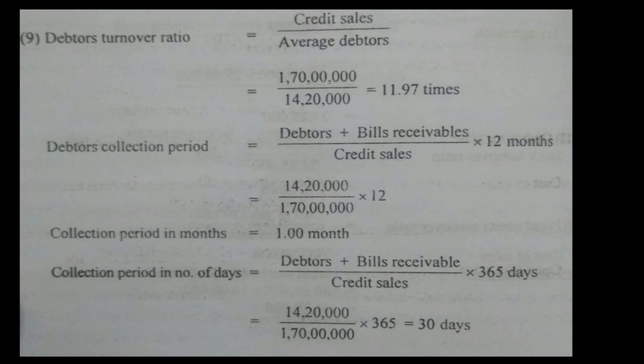Then now debt collection period. For debt collection period, we have to use a formula. You can do it in days or months, either way. If it is months, 12 divided by 11.97 will give me my debt collection period in months. If it is days, you can use 365 by 11.97, which will give me my days. Okay, so that's it. We'll go to the next slide now.